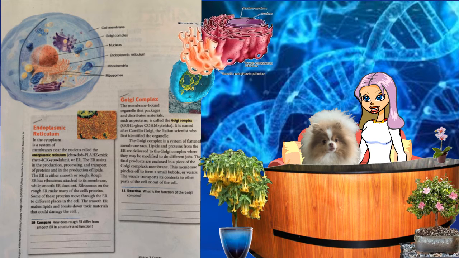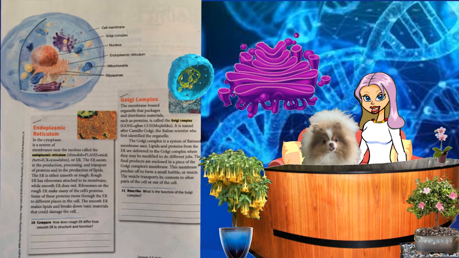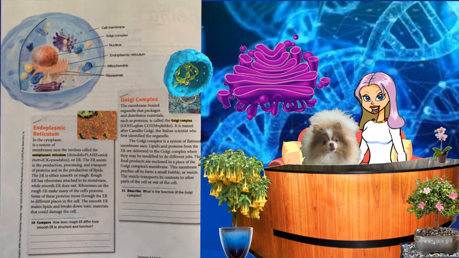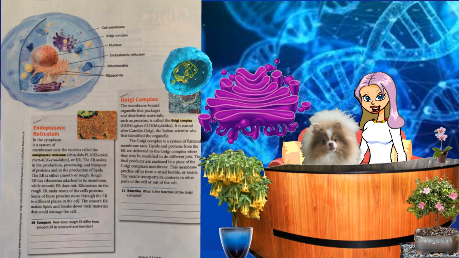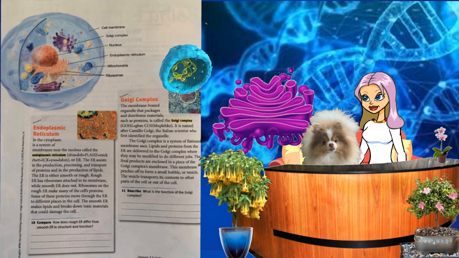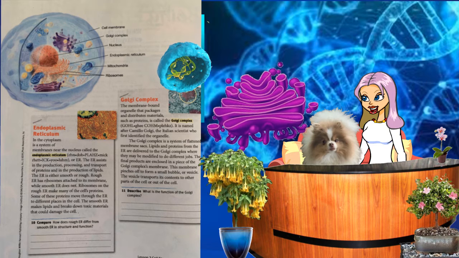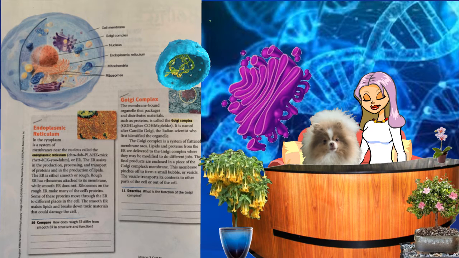Let's look at the Golgi complex. The membrane-bound organelle that packages and distributes materials, such as proteins, is called the Golgi complex. It's named after Camillo Golgi, the Italian scientist who first identified this organelle. The Golgi complex is a system of flattened membrane sacs. Lipids and proteins from the endoplasmic reticulum are delivered to the Golgi complex, where they may be modified to do different jobs.